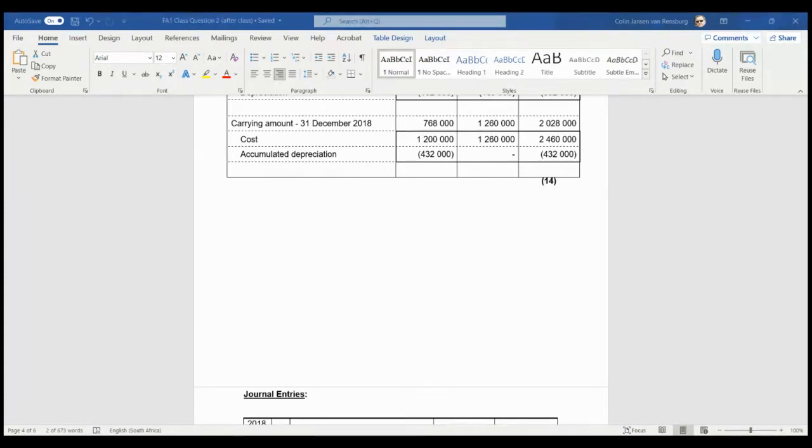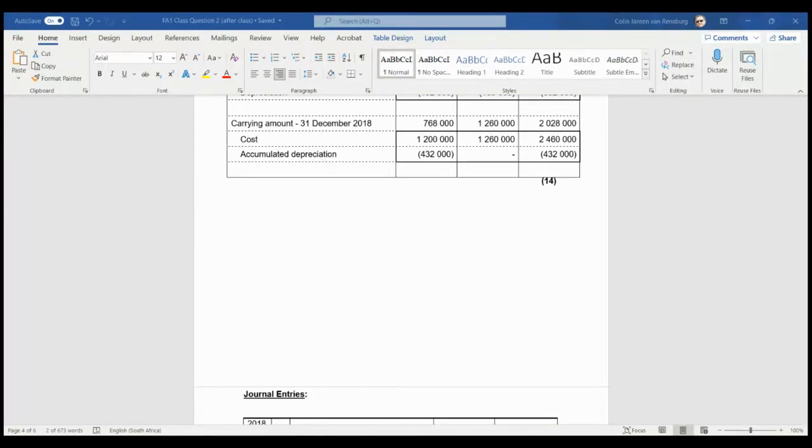So let me ask you a few questions, ladies and gentlemen. As it stands now, before we are disposing it and before we are doing the derecognition transaction, does the cost have a debit balance or a credit balance? The cost has a debit balance because it's a positive asset. The cost has a debit balance as it stands.